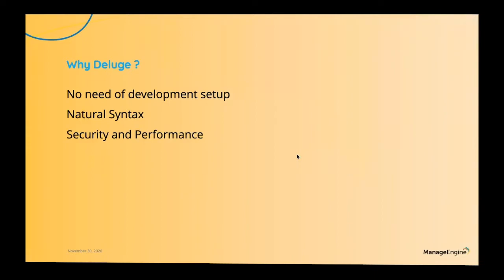And most importantly, it's very secure, and you can expect very good performance with the scripting. Even if you're manipulating a lot of records, it's going to deliver very good performance, right? And one other advantage of Deluge is you don't need a development setup. You practically don't need a development setup because it's right in the application. All you have to do is open the window and start coding. So you're going to witness all of this in a few minutes.